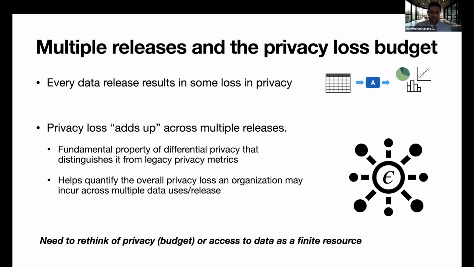What this does, especially in practice, is it forces people to rethink how you do privacy in the first place. It forces you to rethink privacy budget, or access to data, as a finite resource. And this is not something that is unique to privacy. It's also the same in statistics and machine learning, where you don't want to access a data set an infinite number of times because of worries of false discovery or p-hacking and so on, right?